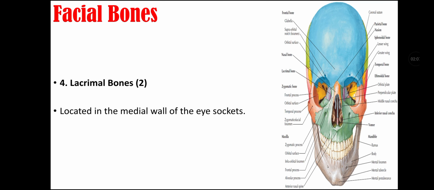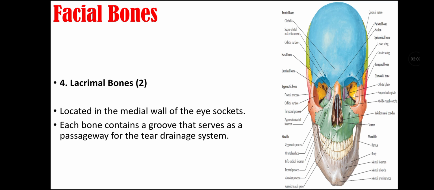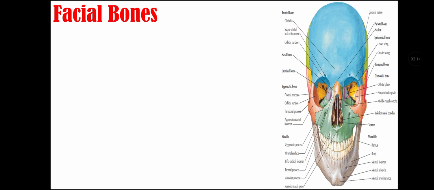Next facial bone we have is lacrimal bone, that is also a paired bone. It is located in the medial wall of the eye socket. Each bone contains a groove that serves as a passageway for the tear drainage system.